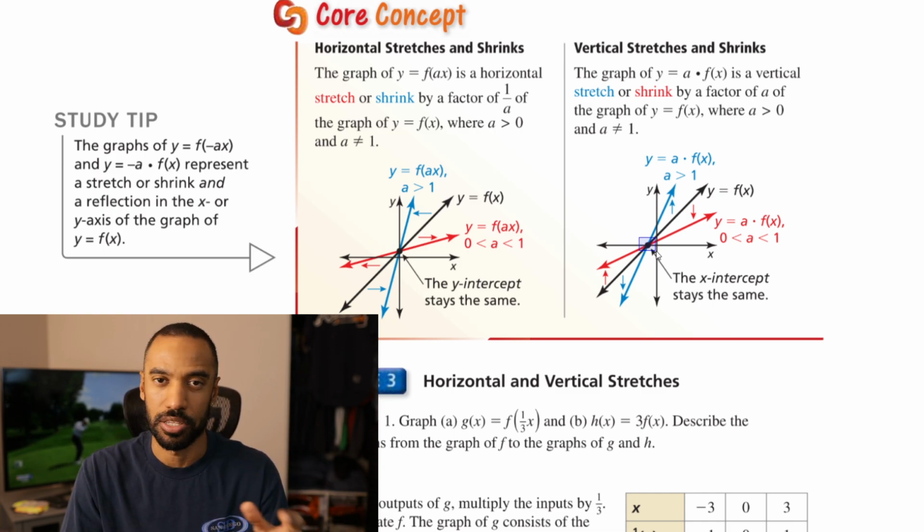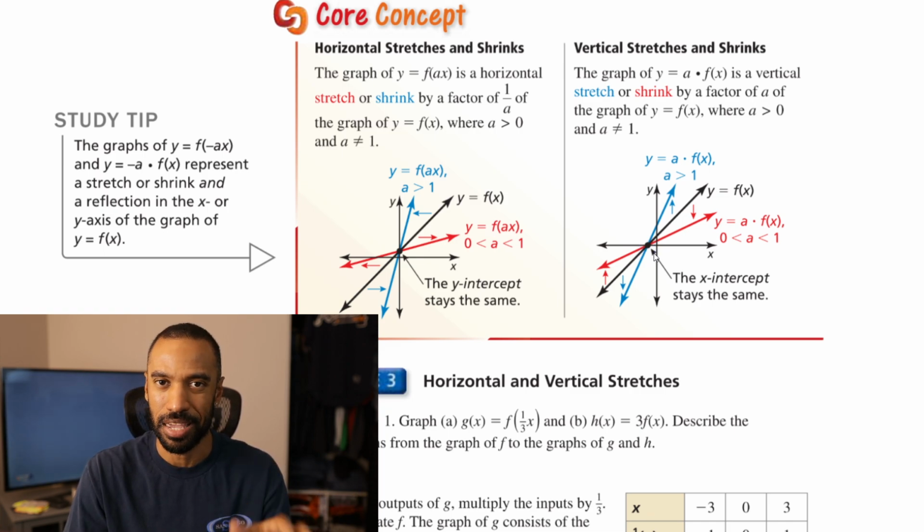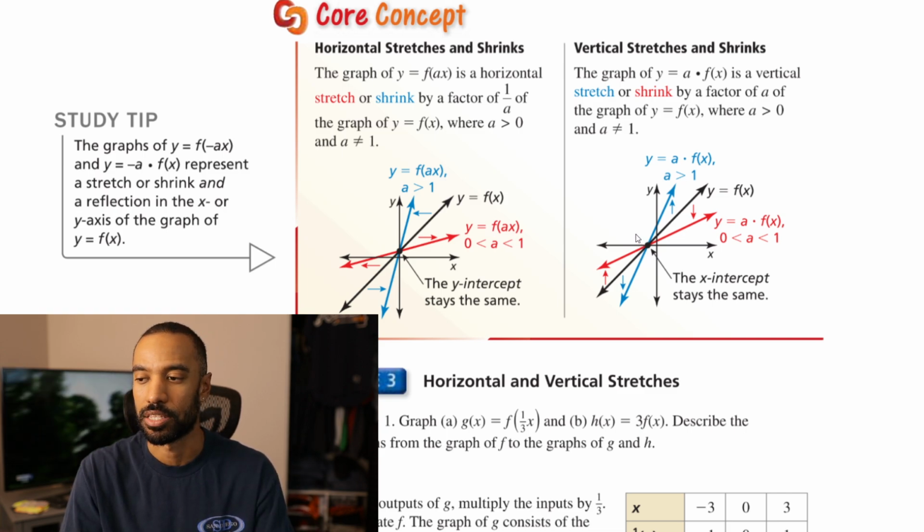0 times the number still stays 0. So that's not going to change. When you plug in that number for x, you still get 0 for y, even if you multiply it by 7. That's not going to change.